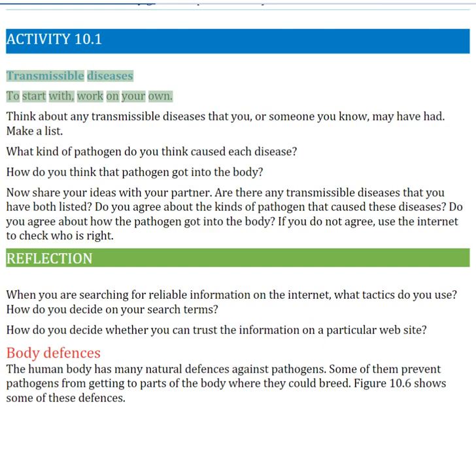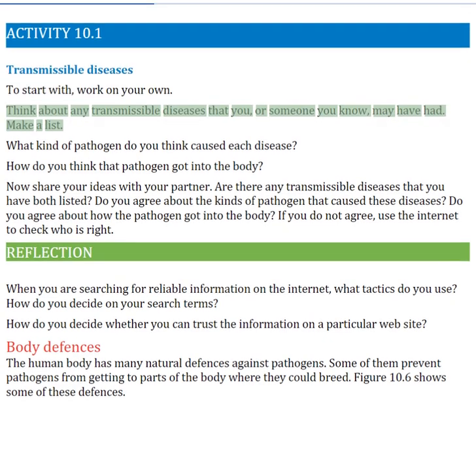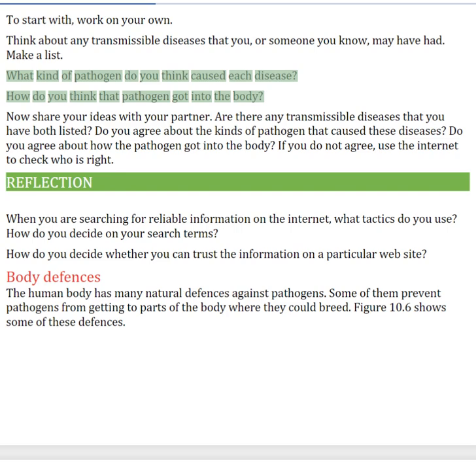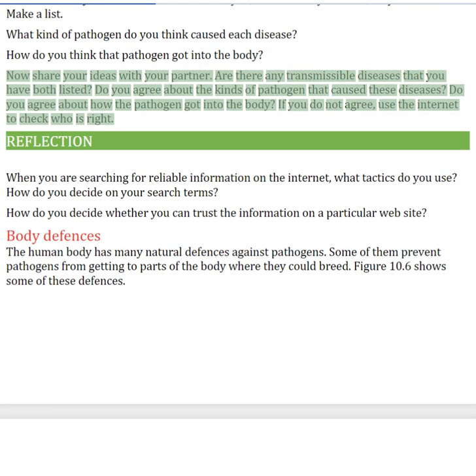To start with, work on your own. Think about any transmissible diseases that you, or someone you know, may have had. Make a list. What kind of pathogen do you think caused each disease? How do you think that pathogen got into the body? Now share your ideas with your partner. Are there any transmissible diseases that you have both listed?